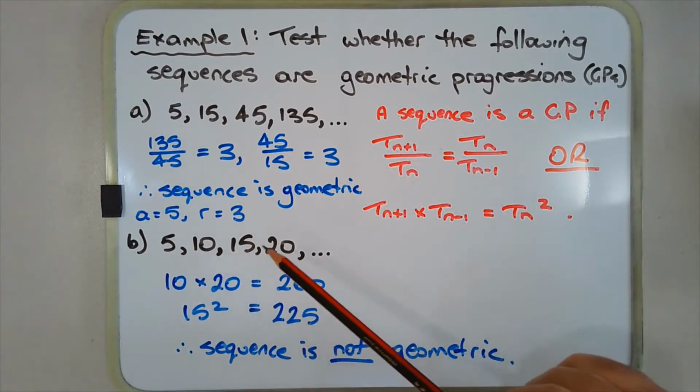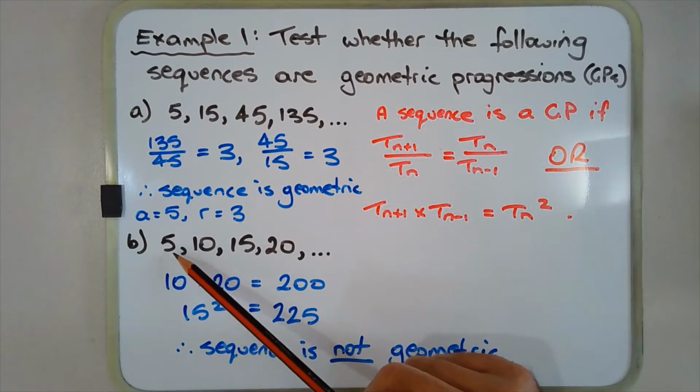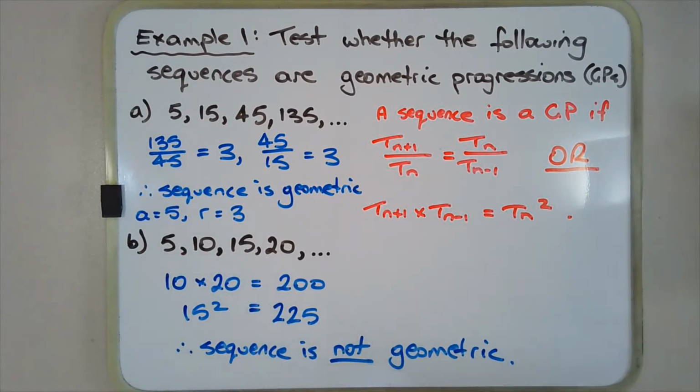5, 10, 15, 20. Now this we know is an arithmetic progression. So if we take any term and we just add 5 to it, we get the next term. So clearly this is not geometric, but let's prove the point. And we're going to use this rule here. This is the Tn plus 1 times Tn minus 1 is equal to Tn squared, and check to see they are the same.